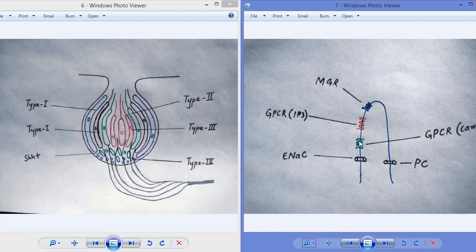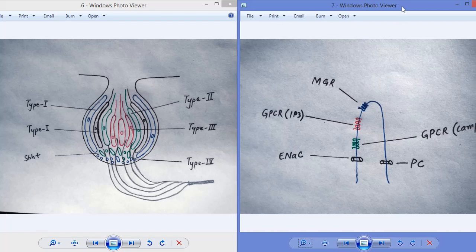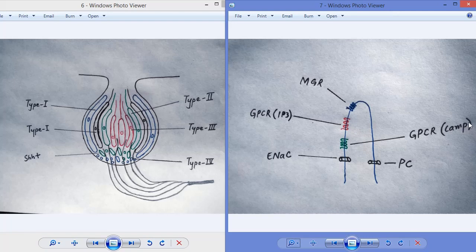type 1 cell. Similarly, the type 2 cell contains G protein coupled receptors of this type, and this type of receptor. These three receptors are present in the type 2 cell. I'm going to show you in detail. This G protein coupled receptor is the G protein coupled receptor having cAMP as the second messenger. All of the G protein coupled receptors have a second messenger.